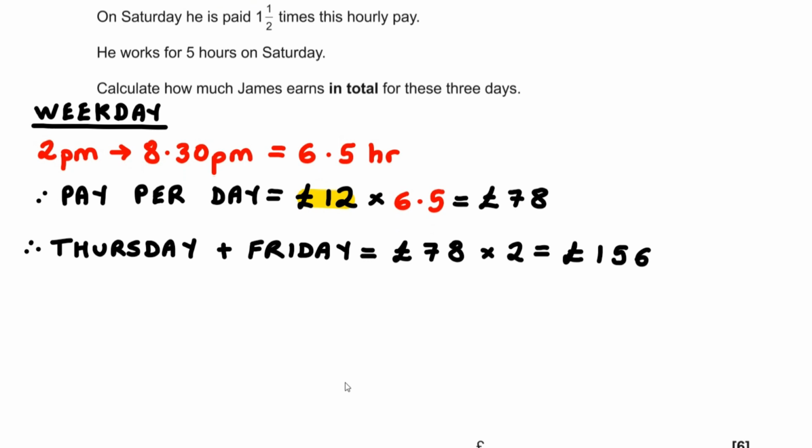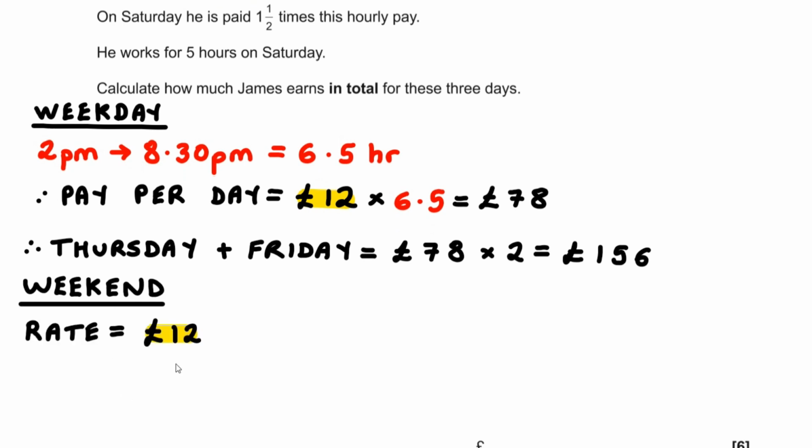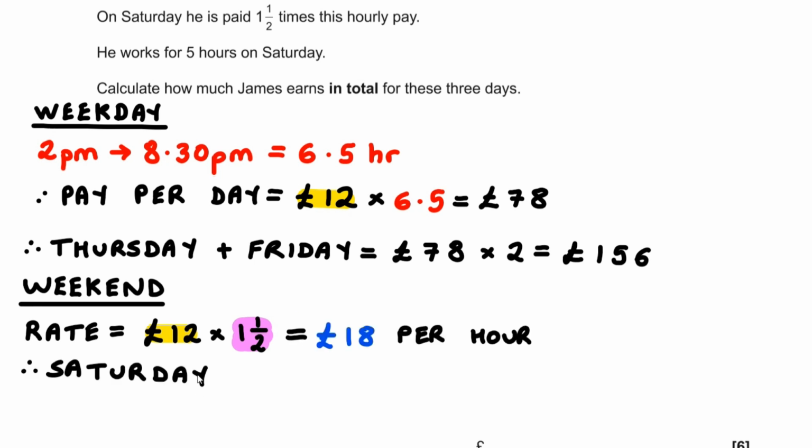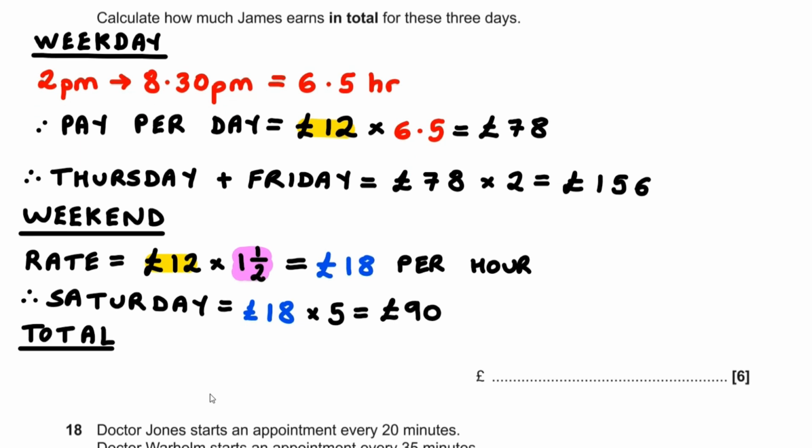On Saturday, the rate is 1.5 times this hourly pay. So we've got £12 times 1.5, which is £18 per hour. So on Saturday, we have £18 multiplied by 5, which is 90. So the total pay then is 156 plus 90, which is £246.